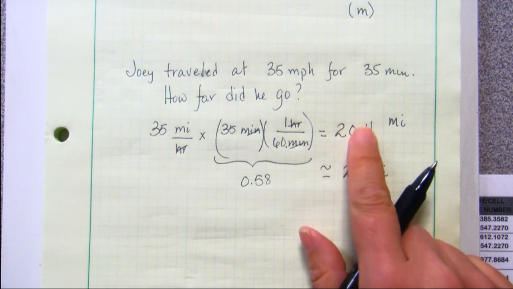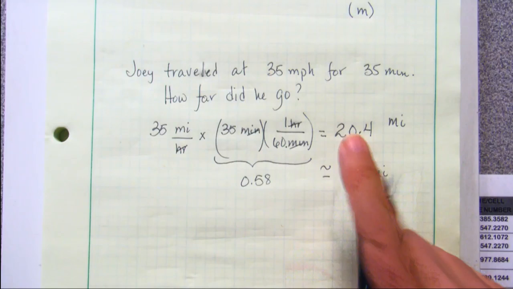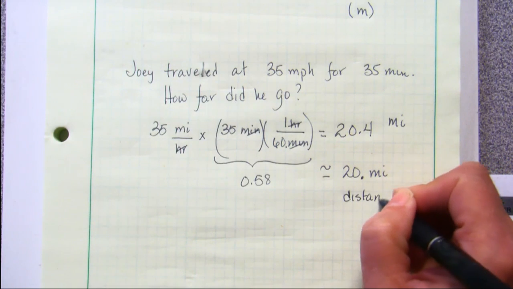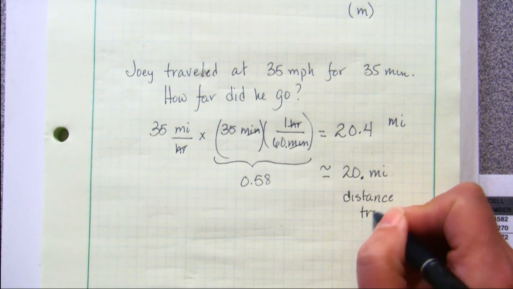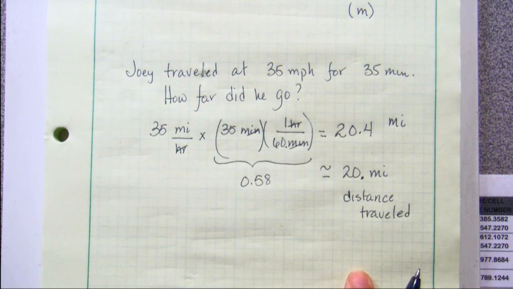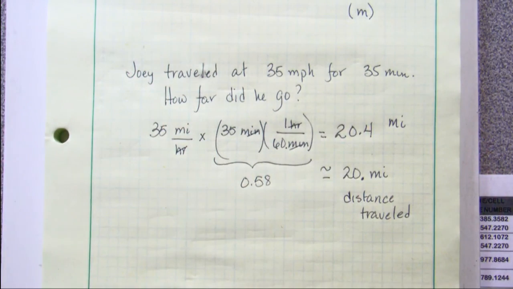Now, that's distance traveled, though. Okay? This is distance traveled. And what we don't know is displacement. Okay? We don't know displacement because we don't have enough information to give you displacement. Now, distance traveled and displacement could be the same thing. But we just don't know from the information that was given.